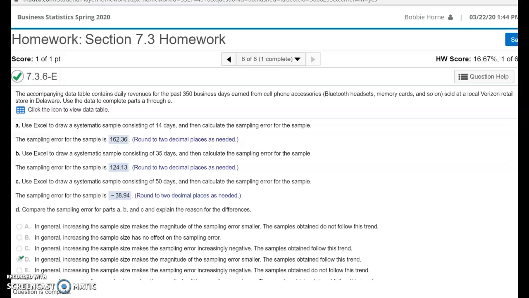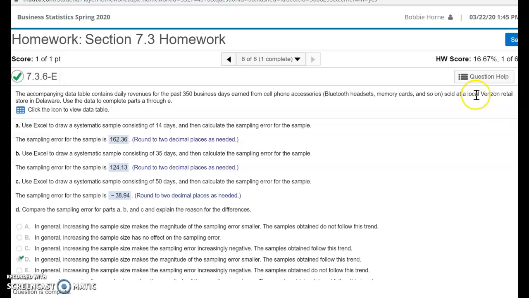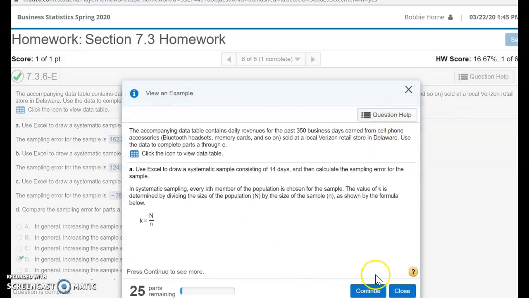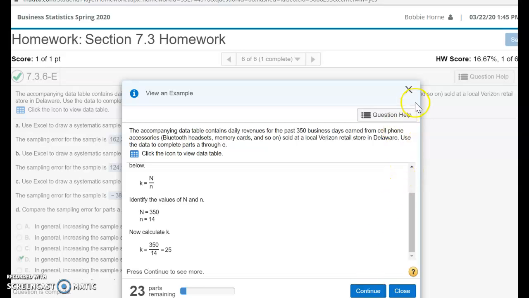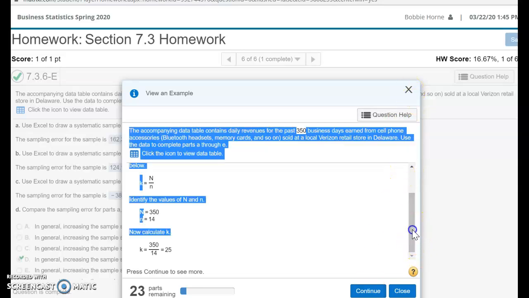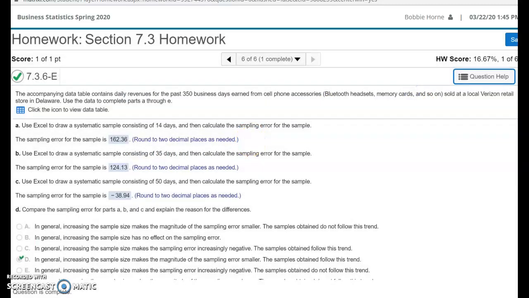But mainly, I just wanted to show you how you do this in Excel and how rounding is really important, especially on the homework. You really have to sometimes view an example and see step by step what they are rounding to, just to make sure that you're working it and rounding the way the homework is requiring you to. But just let me know if you have any questions on this.